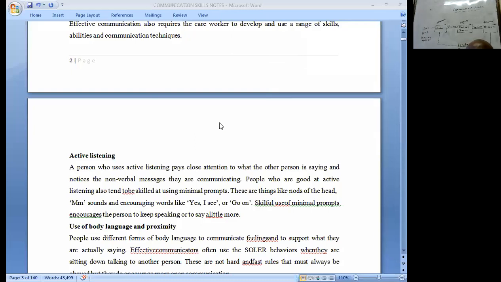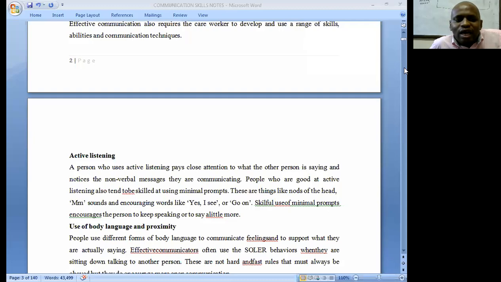For you to be a good communicator, you must be able to have good listening skills. This is because the more you listen, the more you will be able to learn about what your other party is saying. A person who uses active listening pays close attention to what the other person is saying and notices the nonverbal messages they are communicating. So basically, when you listen a lot, you'll be able to understand what your other colleague or other party is really communicating about. And once you understand that, then the message will be very effective.